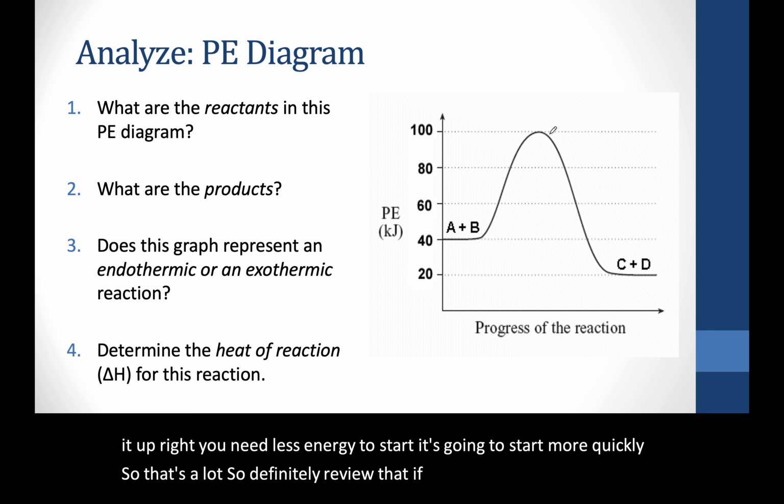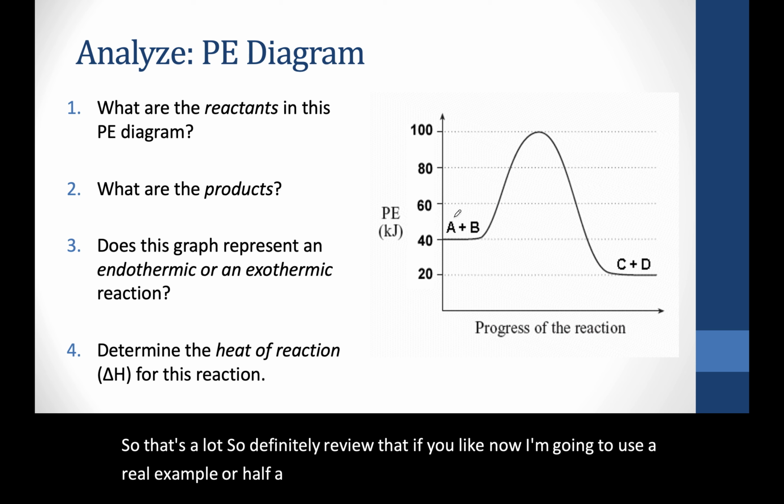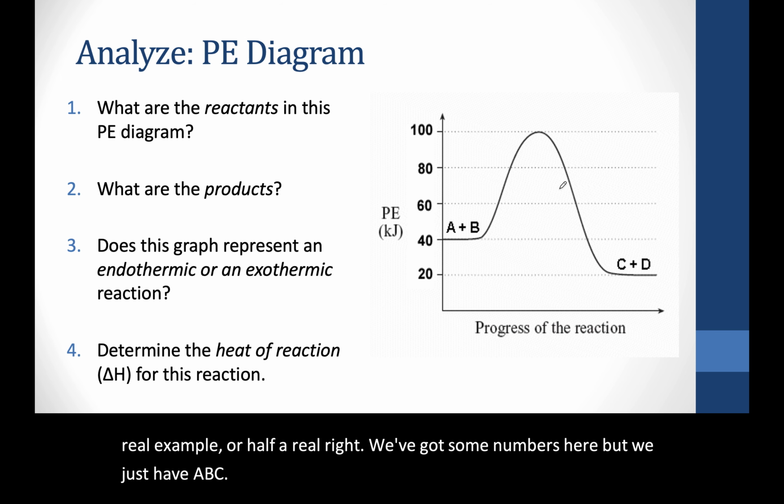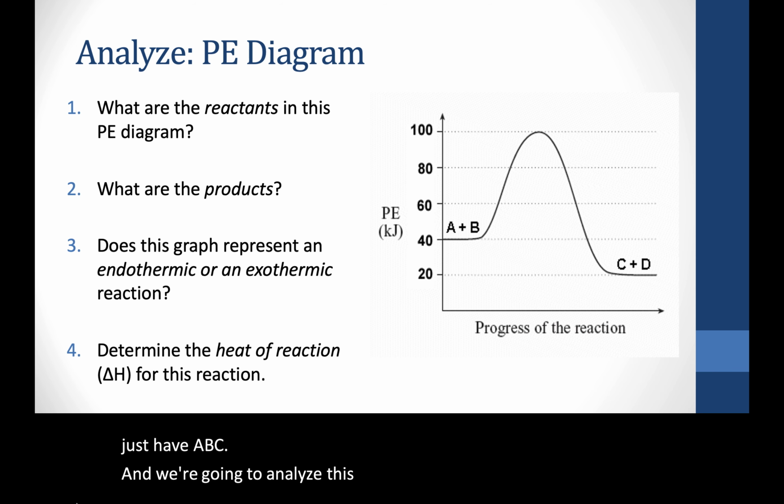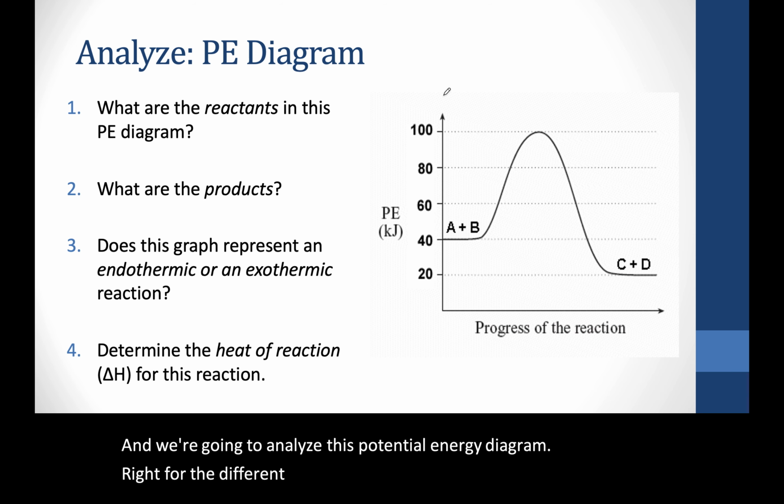Now, I'm going to use a real example, or half real, right? We've got some numbers here, but we just have A, B, C, D. And we're going to analyze this potential energy diagram for the different parts. Yeah, let's do this together.